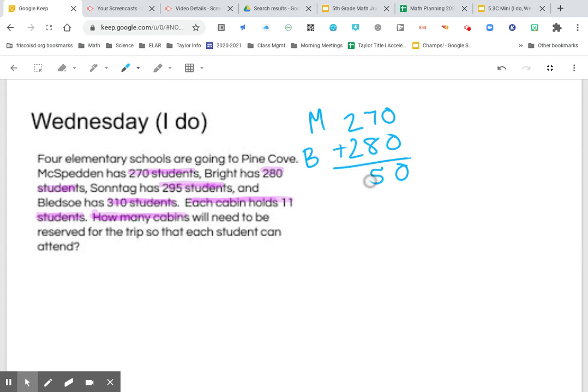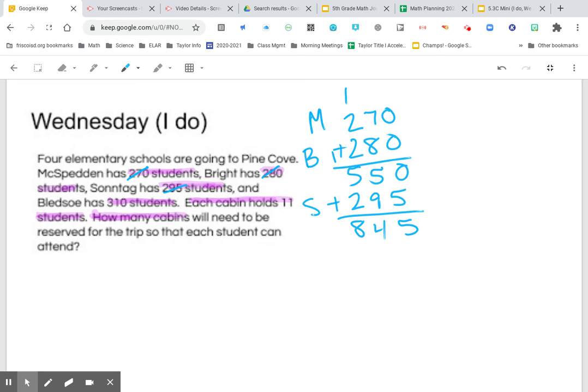Okay, so 8 plus 7 is 15. 2 plus 2 plus 1 is 5. So I am going to cross those out because I've already added those. Sontag has 295. So 5 plus 0. 9 plus 5 is 14. 2 plus 5 is 7. Plus 1 is 8. So I've done Sontag.